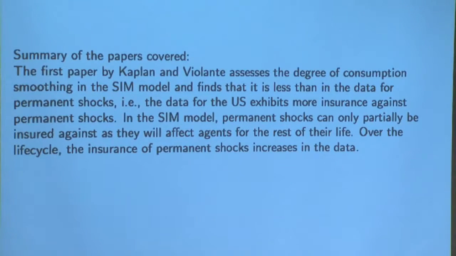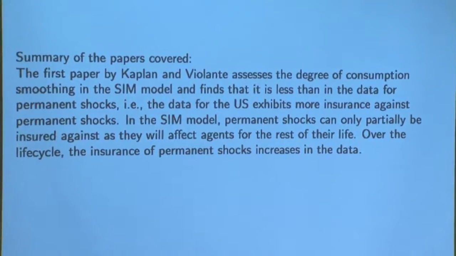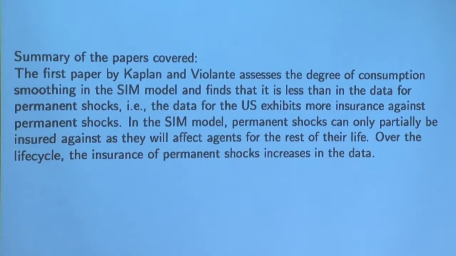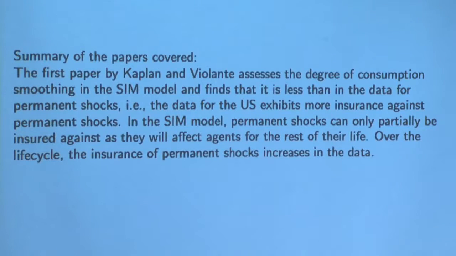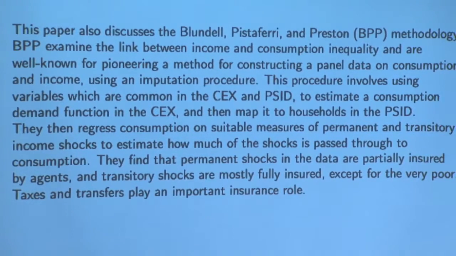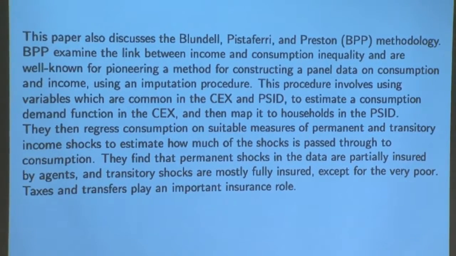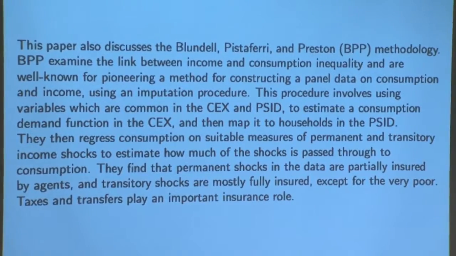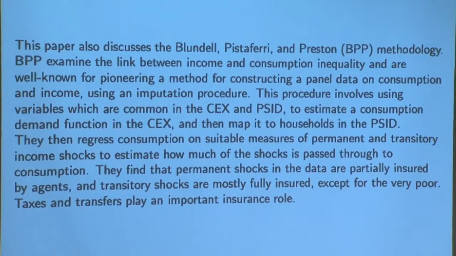The papers we're going to cover, first, there's one by Kaplan and Violante, which looks at the degree of consumption smoothing from the standard incomplete market model. They're also going to simulate it, so that is used for two purposes. We're going to look at smoothing through the lens of that model and in the data against permanent shocks and transitory shocks. This is a language we have not been using so far, but it is standard language in this other literature. And look at how smoothing varies against these various shocks, and over the life cycle. That Violante paper and others draw on the Blundell, Pistaferri, and Preston method, which looks at consumption and income data.